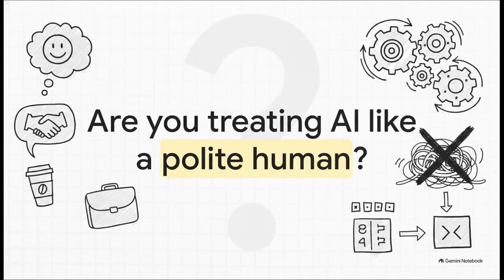But first, I need you to be honest with me for a second. Are you still treating AI like a polite human or a traditional search engine? Because this is a massive pain point for so many of us. You type in a polite, vague question, kind of the way you might ask a coworker, or maybe you just type in a few choppy keywords, and what do you actually get back? Confusing, messy, spaghetti results. It's super frustrating, right? But here's the secret. It's not because the AI is broken. It's simply because we aren't speaking its mechanical language.